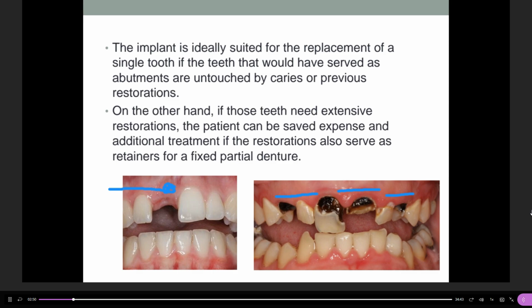So you can never tell that all the patients will need implants. So in many situations you will need to go for a conventional fixed prosthesis. For example, if your abutment teeth are grossly decayed and they need single crowns, you can as well give a 3-unit fixed prosthesis instead of a single implant for this situation.